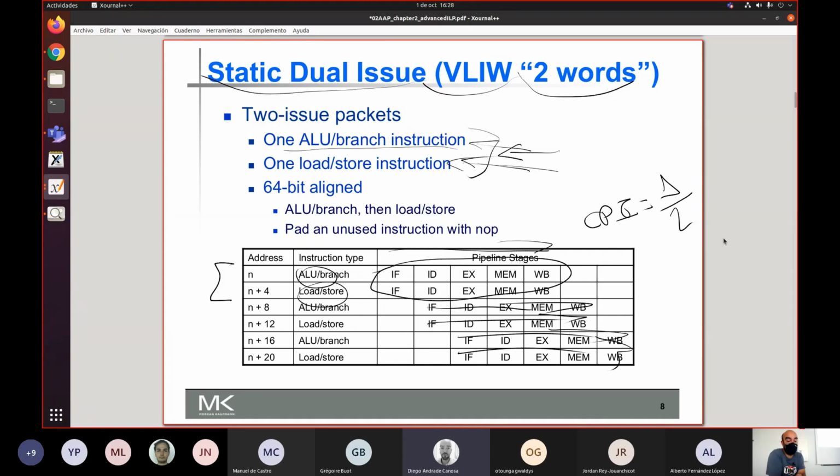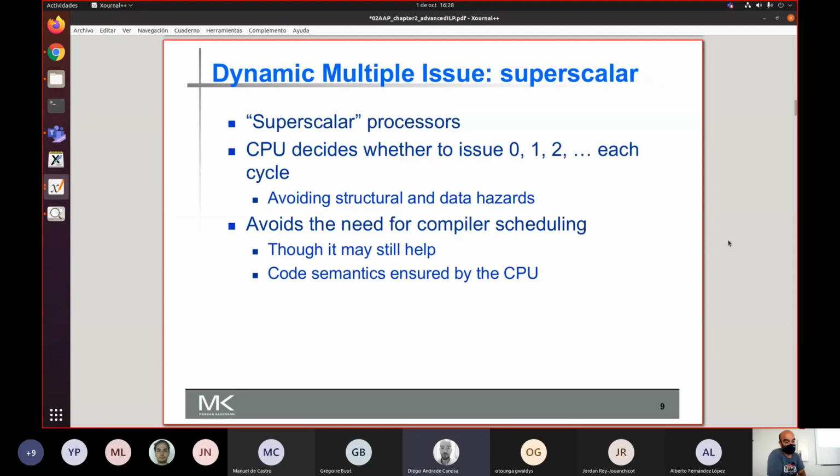Okay, so the other approach, and this is the most usual approach that we have nowadays, is that instead of doing this composition of instructions at compile time by the compiler, this is going to be done dynamically, and that's the source of the name dynamic multiple issue, by the processor. And the kind of processors that we have nowadays are called superscalar, okay, superscalar because of this.